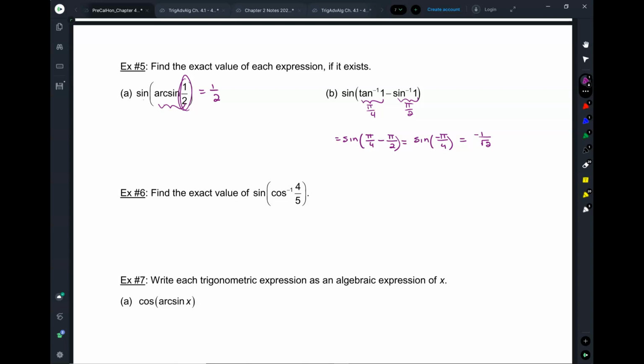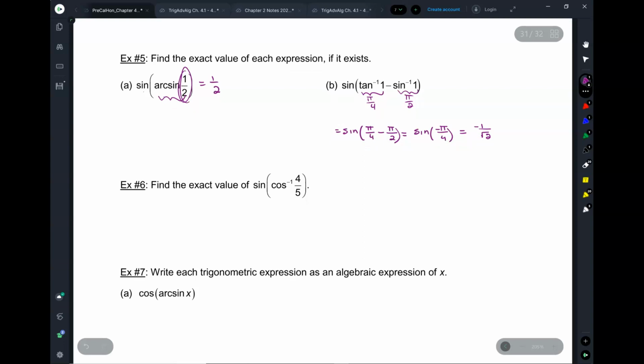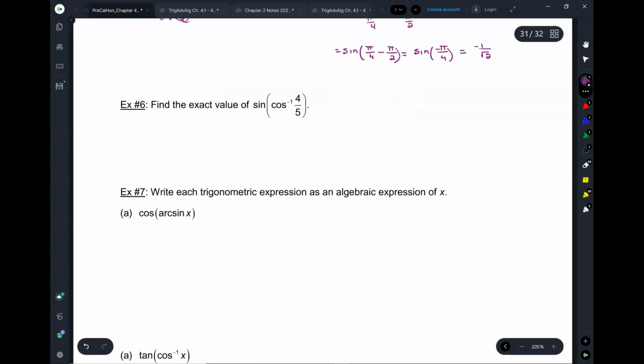Okay, now take a look at this next one. The next one says, find the exact value of sine of inverse cosine of 4/5. Okay, let's start from the inside here. That inside, it's saying inverse cosine of 4/5, which means there is this mystery angle, the cosine of which is 4/5.